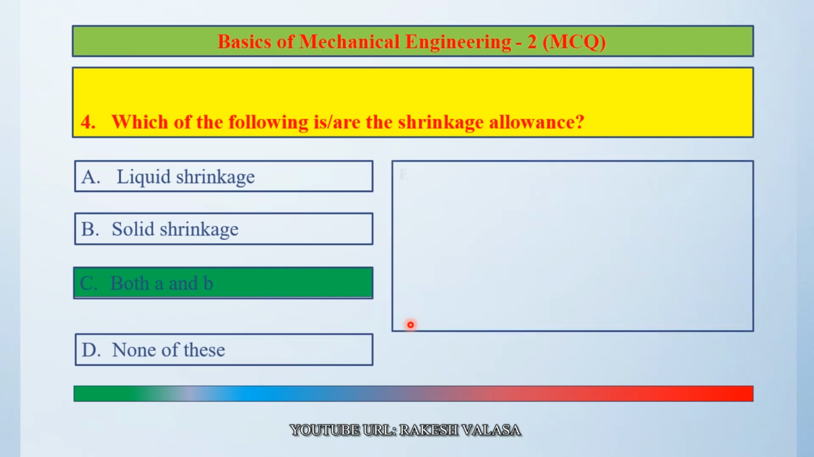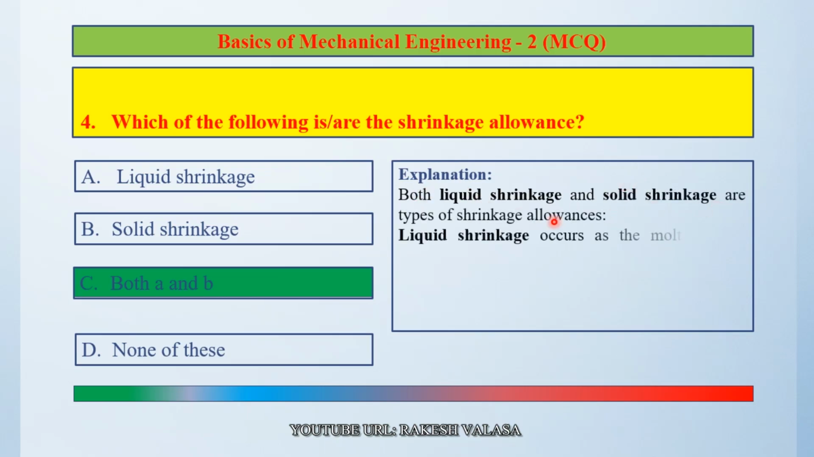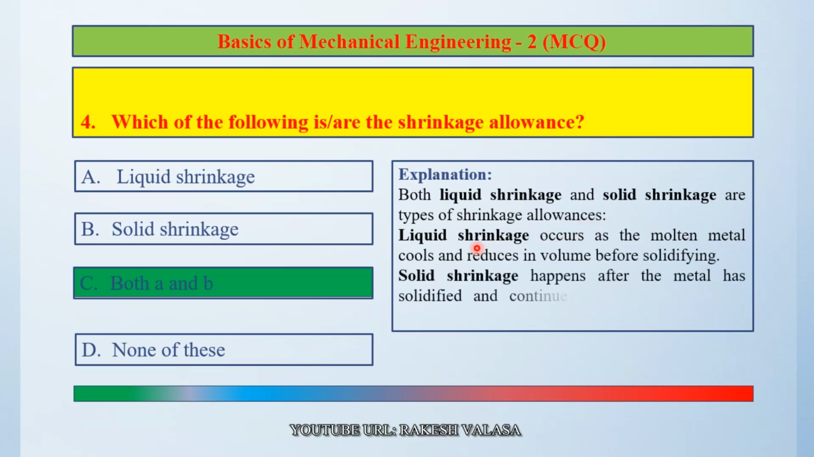Let us see the explanation. Both liquid shrinkage and solid shrinkage are types of shrinkage allowances. Let us see the definition of liquid shrinkage. Liquid shrinkage occurs as the molten metal cools and reduces in volume before solidifying. Solid shrinkage happens after the metal has solidified and continues to shrink as it cools further. So the correct answer is both liquid shrinkage and solid shrinkage.